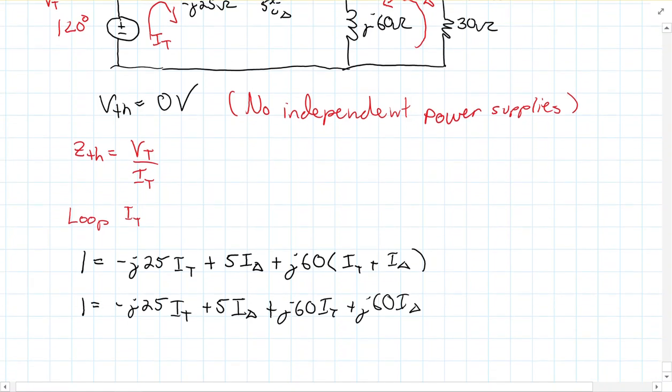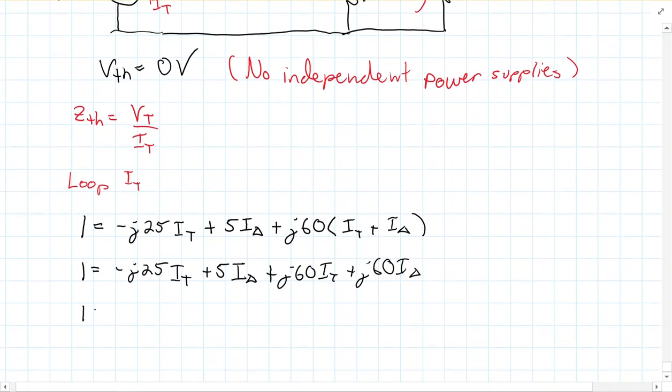Okay, so then if I look at this, I'd have 1 is equal to, well, I've got negative 25J plus 60J. So I believe that should get me 35. Let's just double check here. J35 I test. And then I have 5 plus J60 I delta. And that's my first loop here.